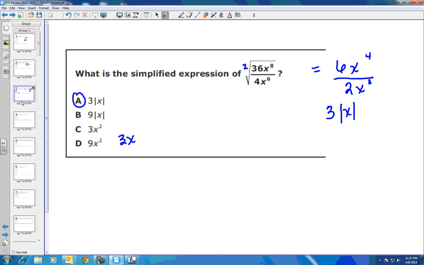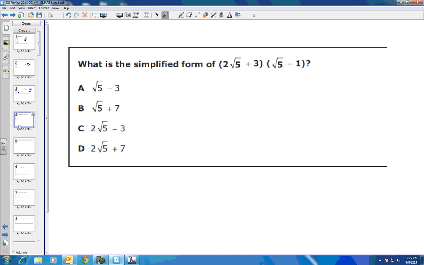All right. What is the simplified form of this? Now, first I'm going to show you the good teacher way. Okay, so the good math teacher would say we need to FOIL this out. So let's do that first. So 2 square root of 5 times the square root of 5. So that's going to be 2 times, what's the square root of 5 times the square root of 5? Square root of 25, which is 5.